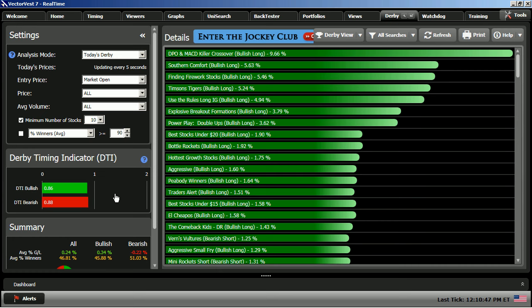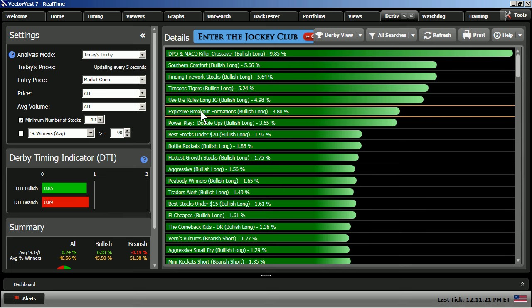So I mentioned before that these indicators are scaled from 0 to 2. Above 1 is good, below 1 is bad. And we've been using a level of 1.2 to help us enter the market. So for example, if the market was rising and the bullish indicator got to 1.2, we would favor the best performing bullish search that day here in the Derby. If the market was falling and the bearish indicator got to 1.2, we would select stocks from the best performing bearish search here in the Derby.